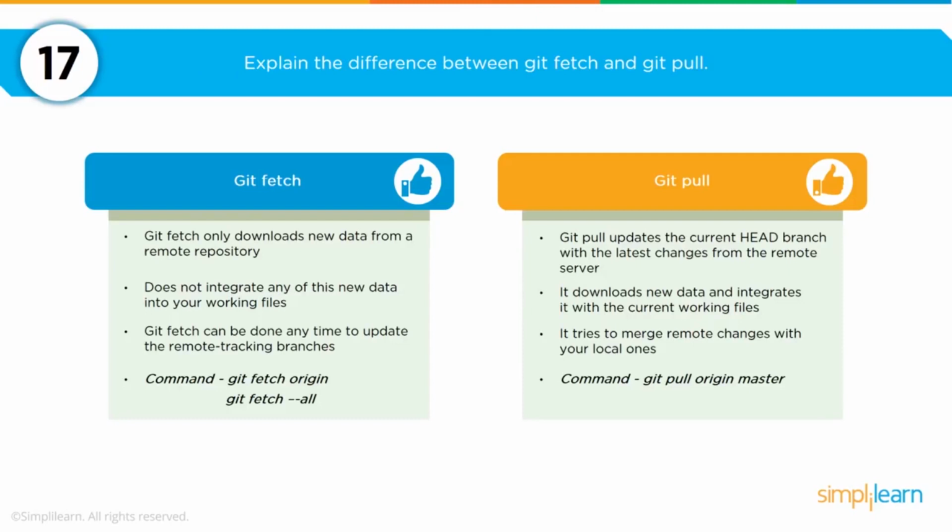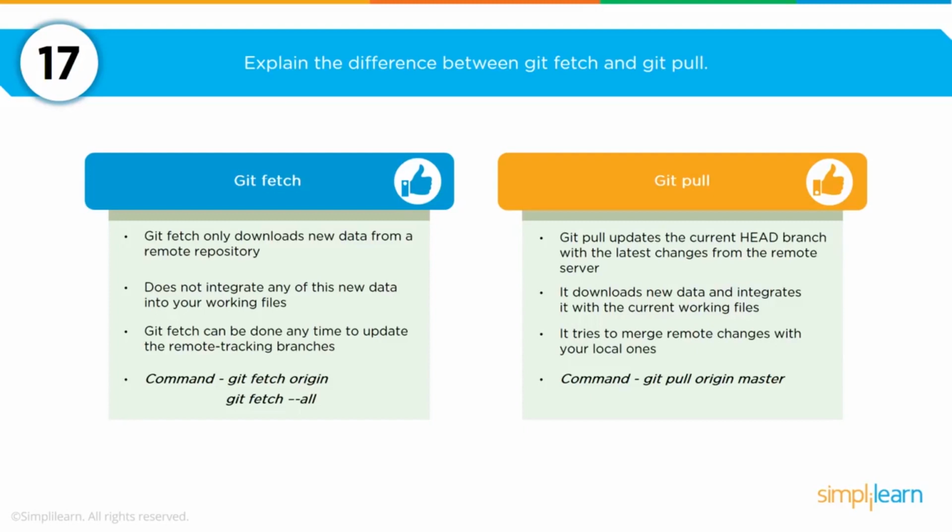So there are two ways of being able to get files from a Git repository, and you're going to be asked to explain the difference between git fetch and git pull. So git fetch allows you to fetch and download only new data from a remote repository. It does not integrate any of the new data into your working files, and it can be undone at any time if you wanted to break out the remote tracking branches.